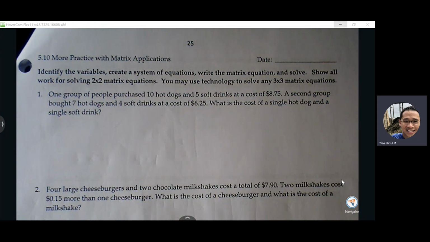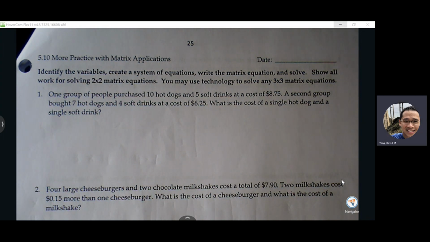Okay, so let's start off looking at page 25. Identify variables, create the system of equations, write the matrix equation, and solve. Show work for solving a 2x2 matrix equation. You may use technology to solve any work involving 3x3 matrix equations. For a 2x2 matrix, you're more than welcome to use your calculator, but I do want to see your work in terms of creating your inverse and setting up your multiplication steps.